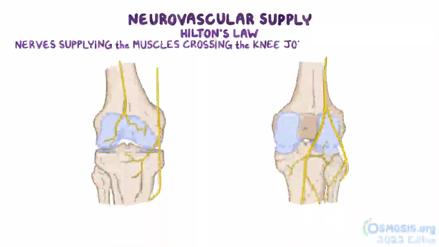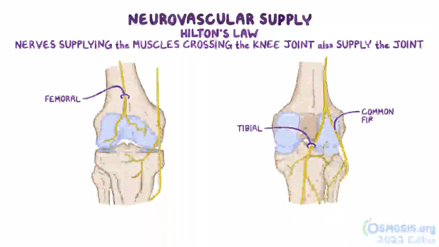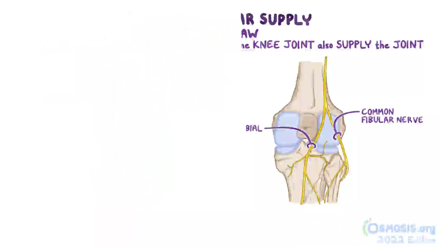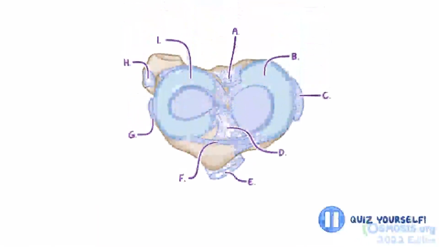And going back to Hilton's law, the nerves supplying the muscles crossing the knee joint also supply the joint. These include the articular branches from the femoral, tibial, and common fibular nerves, as well as the saphenous nerve. Although we really are knee-deep in this fascinating topic, perhaps it's time to have a small break and try to recognize some of the structures of the knee joint.